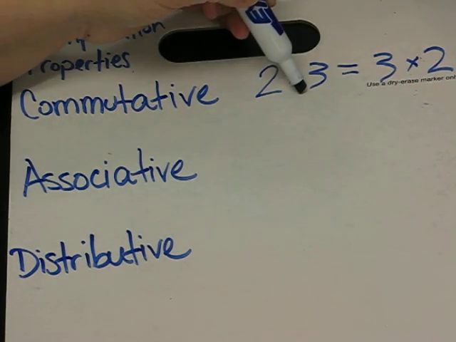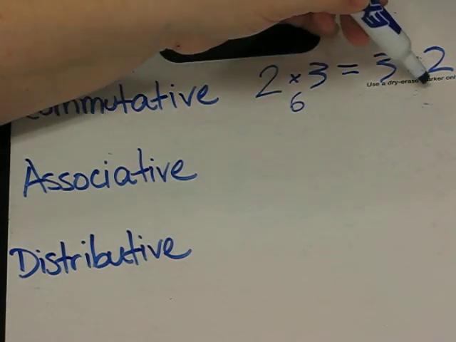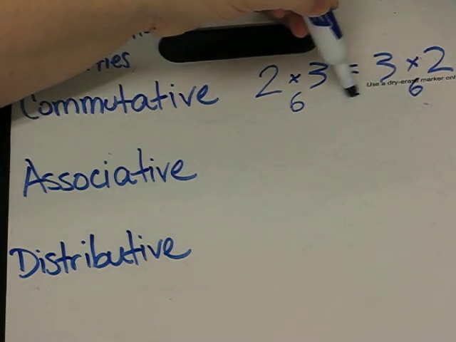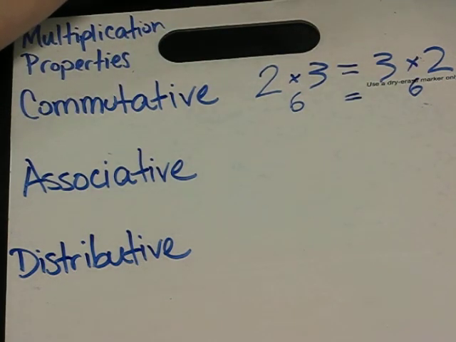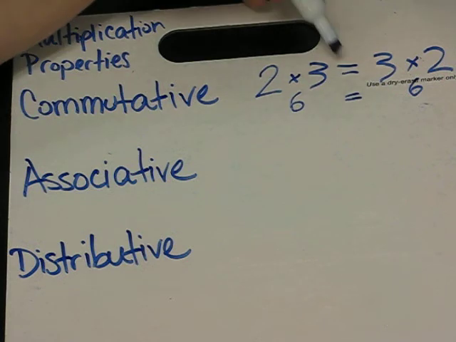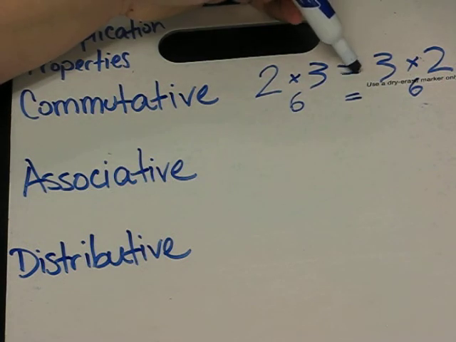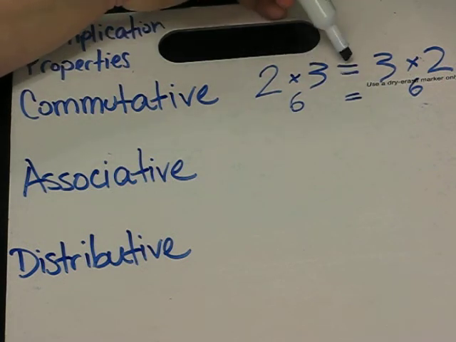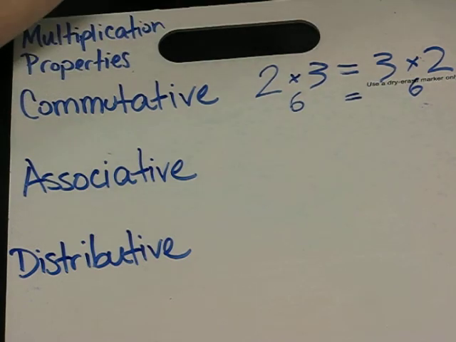2 times 3 we know equals 6, 3 times 2 equals 6, 6 is equal to 6. So we know that they are equal to each other. Remember, equal means same as. So 2 times 3 is the same as 3 times 2.